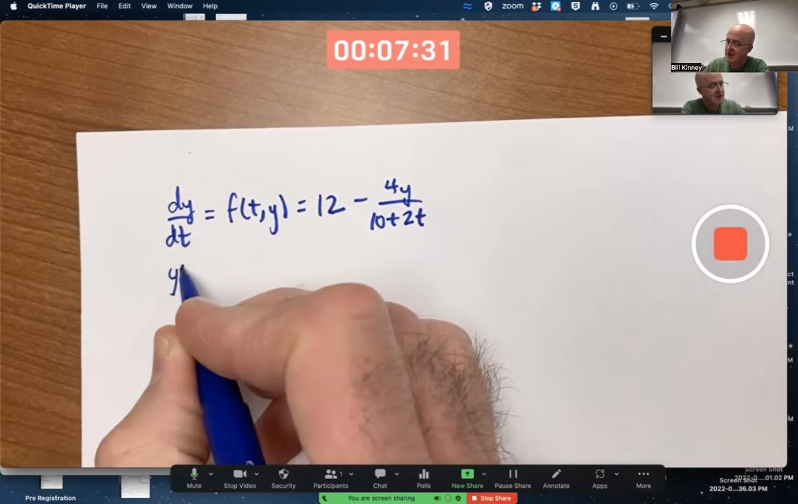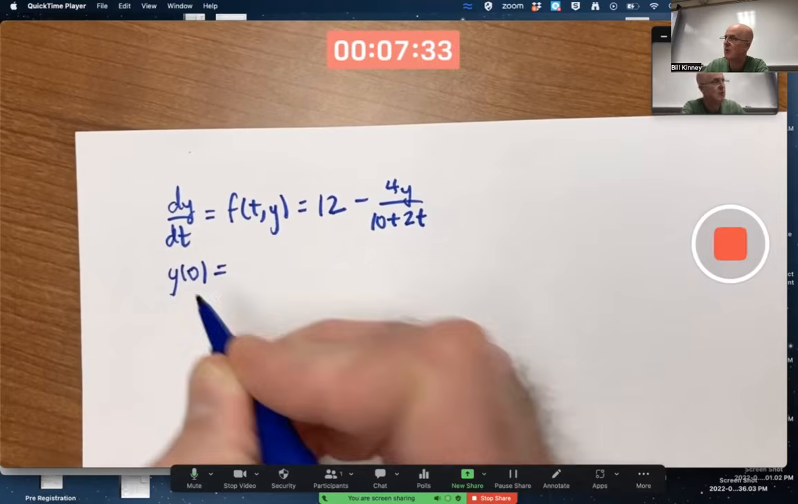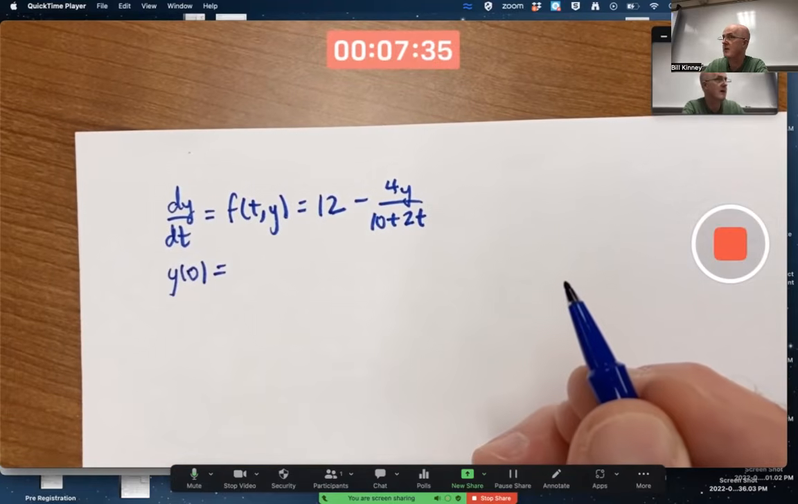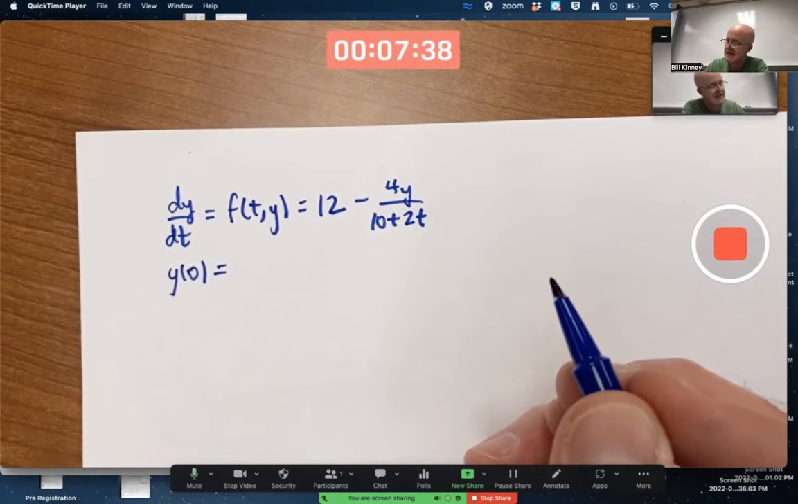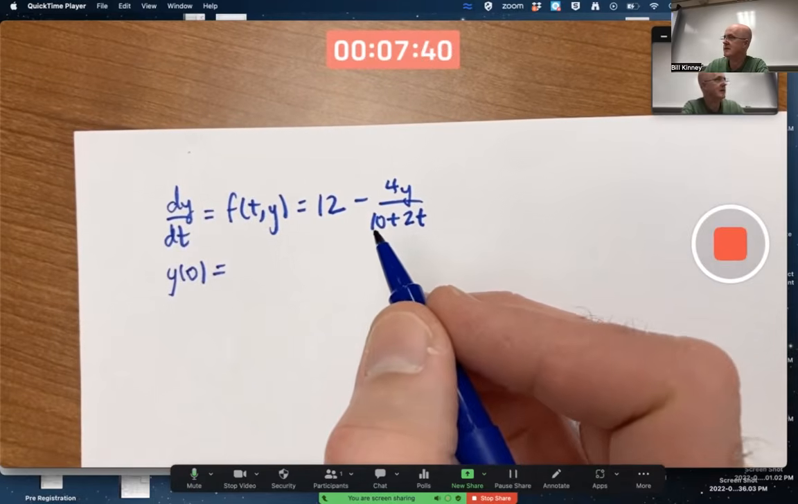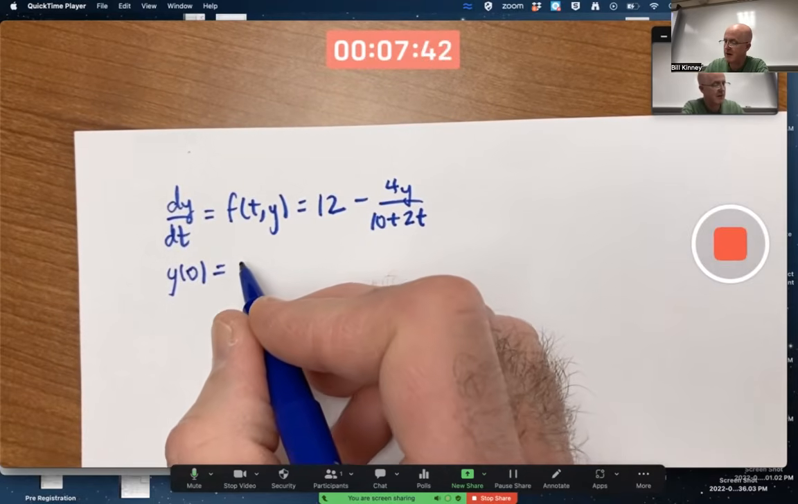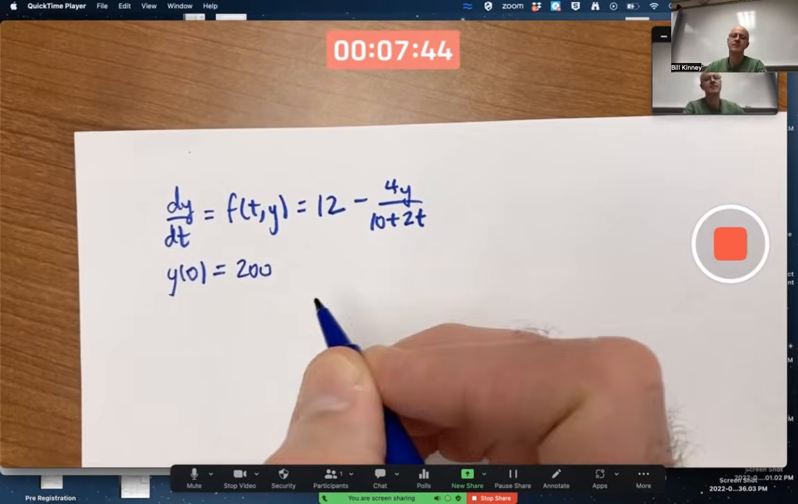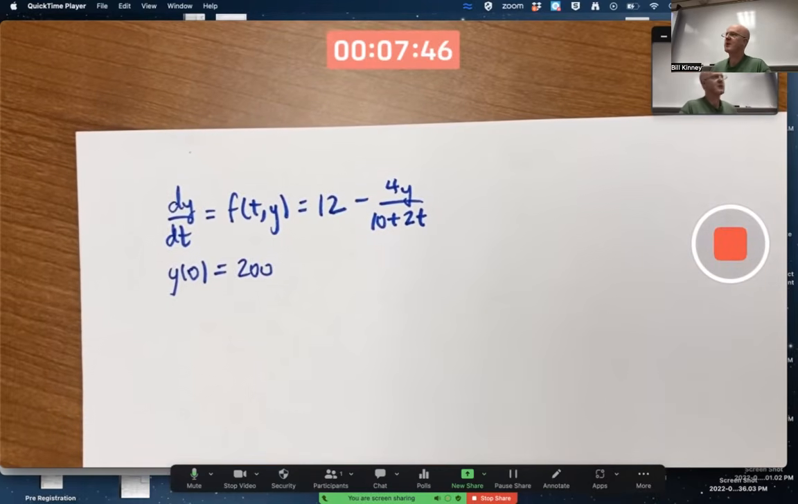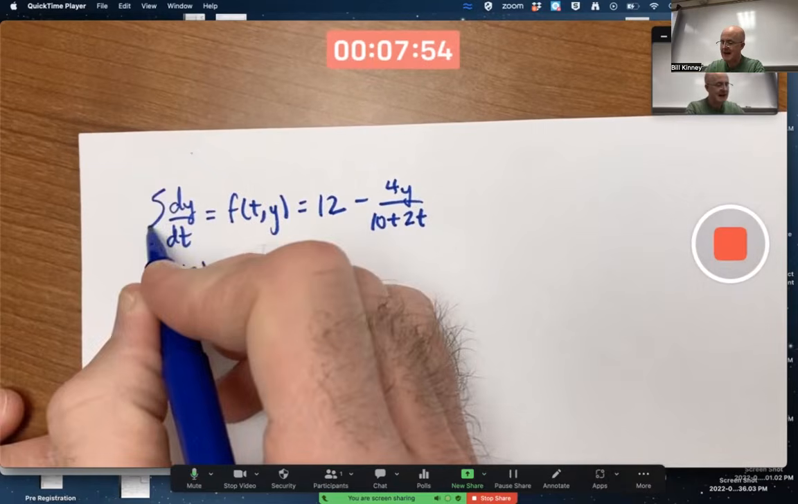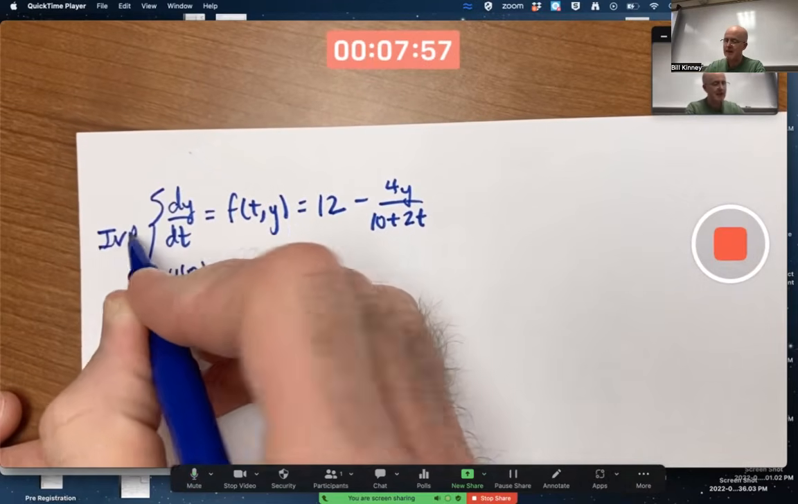Let's actually change the initial condition to be something different. We used y of 0 equals 0 before, representing no salt in the tank. Let's let it be something relatively large this time. Oh, I don't know, how about 200? In the application, that would represent 200 pounds of salt in the tank right away. Boy, that would be a lot of salt, really salty water. So this is going to be the IVP we're going to think about here.